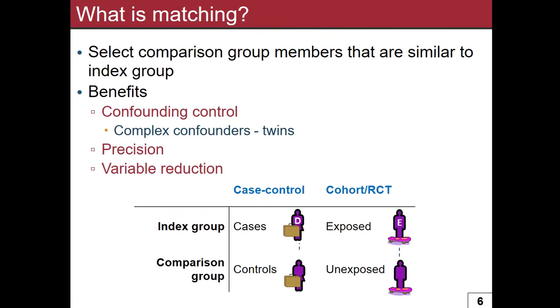So, okay, what is matching? I'm getting all excited, I'm talking ahead of the slides. We all know that this is basically selecting comparison group members that are similar to some index group. This is a super generic way of saying selecting control group members to match disease group folks, or exposed and unexposed, right? In the case control, it's cases to controls, or in the cohort or prospective designs, it's exposed and unexposed.